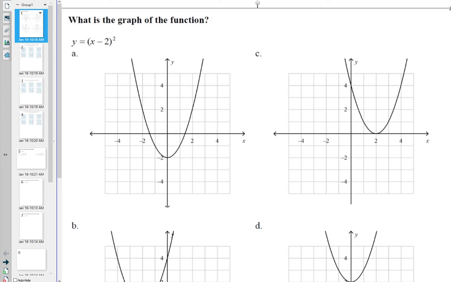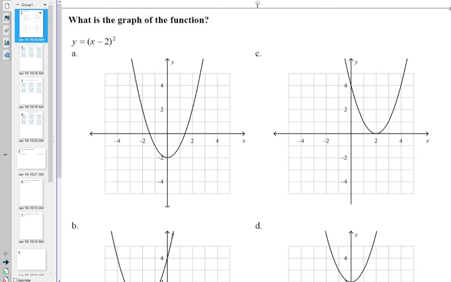What is the graph of the function? All right. Well, for this test, it's not as much of a graphing test as the one that we took before we went on the break, where you had to do the axis of symmetry and then plot the points and everything. But you have to at least be able to recognize transformations. What type of transformation has occurred here?